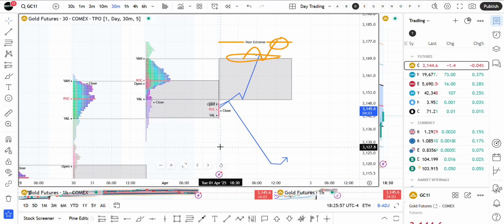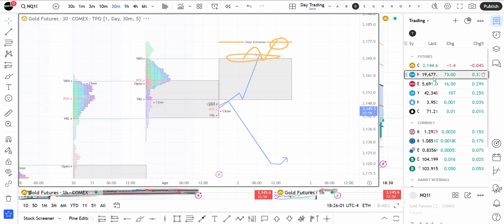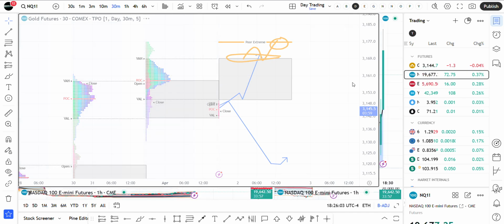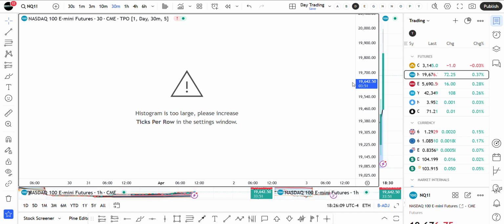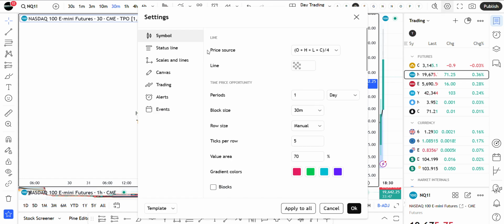Point of control, I'm not really too worried about point controls. And now Nasdaq. These are the only three markets I'm trading now. It's Euro dollar, Nasdaq, and gold. And that is 60.